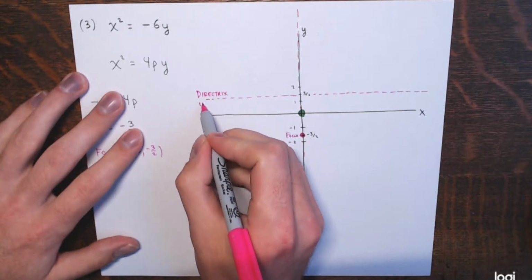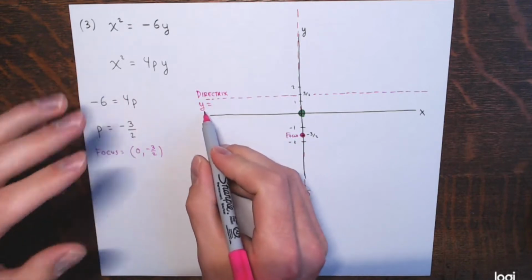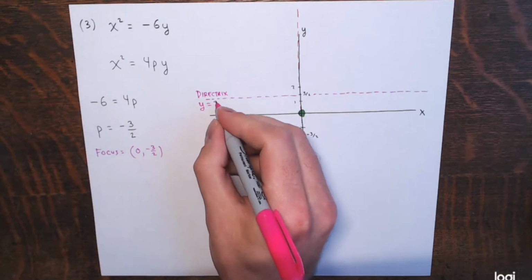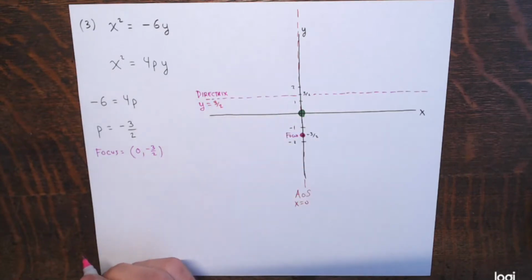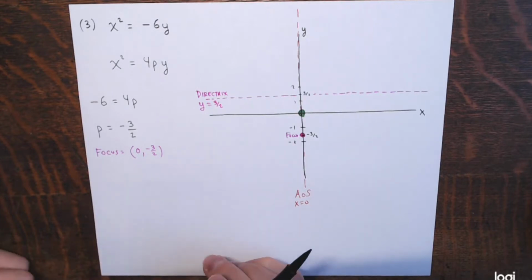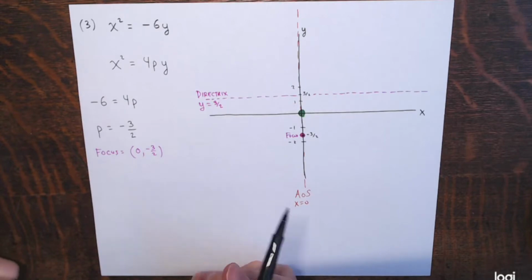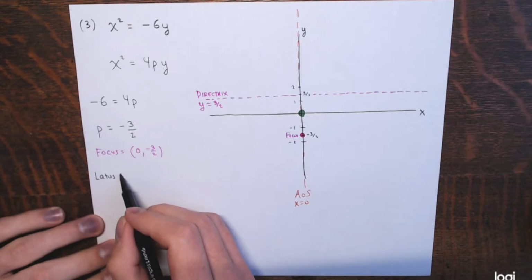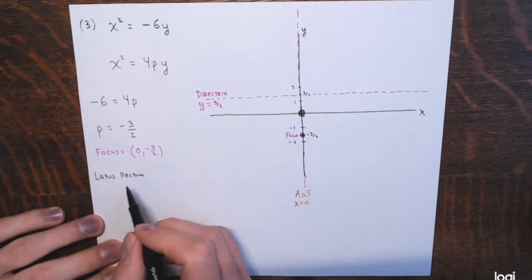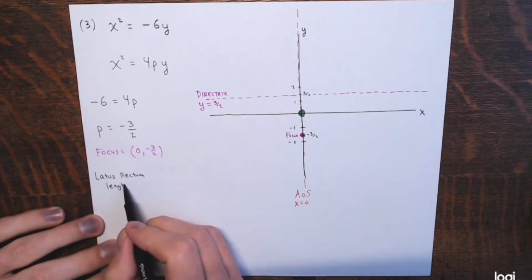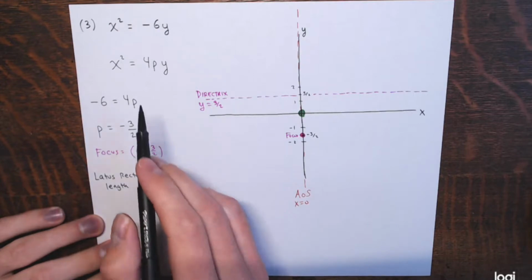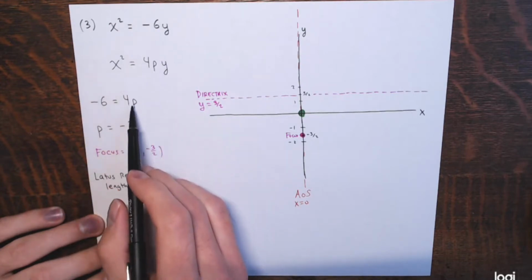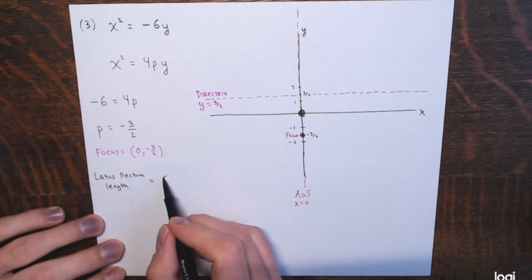And that's y equals, right? A horizontal line is y equals some number. That's y equals 3 halves. Okay? And now for the endpoints of the latus rectum. Right, this time the latus rectum length is the absolute value of 4p. 4p is this time -6, so +6.